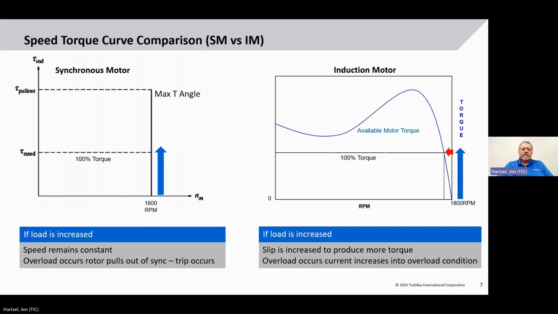If you continue to load it up, eventually you come to a point in which the motor will pull out of synchronism. And when that happens, you will need to trip off line. You basically shut the motor down. It's called a pull-out trip. So that's a little bit different than how we do it on the induction motor.